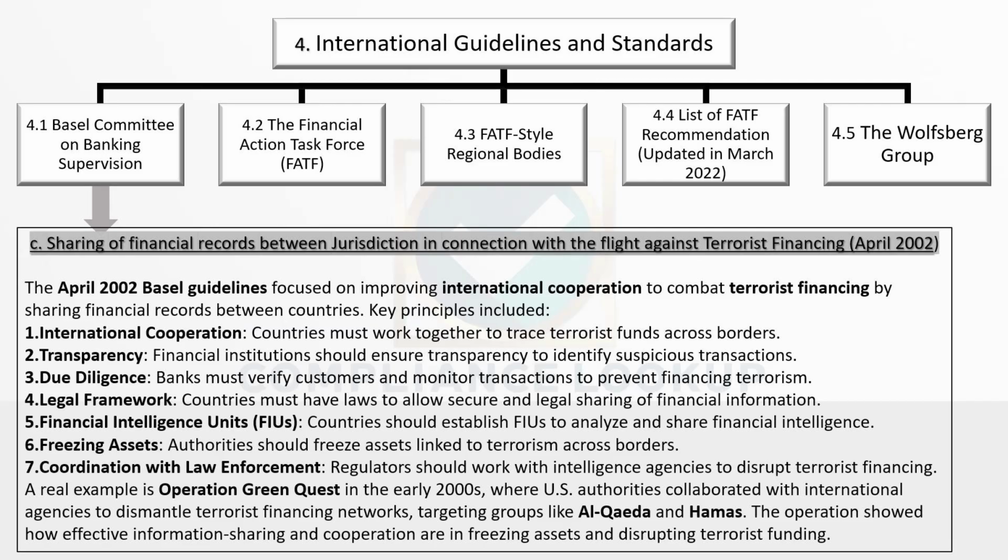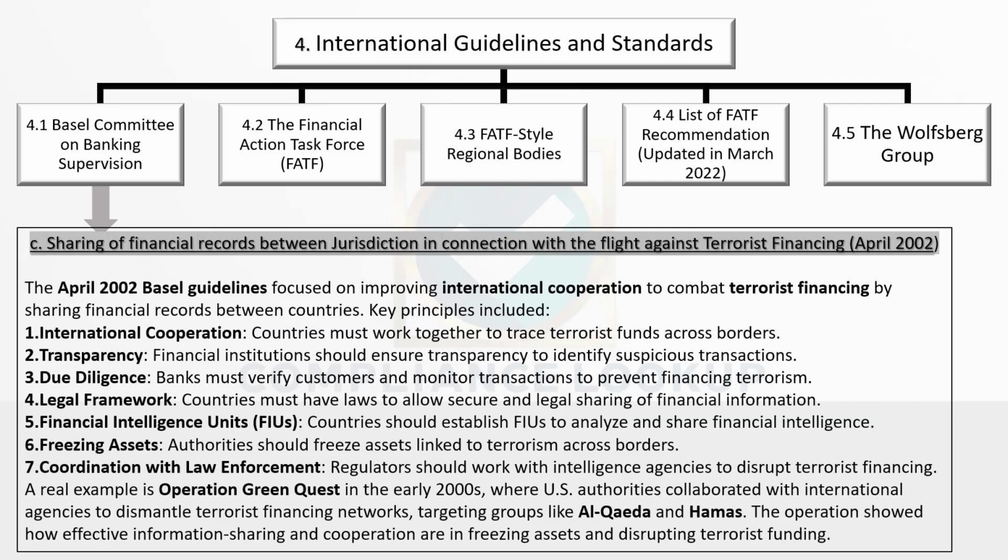6. Freezing and confiscating terrorist assets. Authorities should have the ability to freeze and confiscate assets suspected of being linked to terrorist activities. This can include both domestic and international assets, requiring effective legal mechanisms and international cooperation to seize funds across borders.